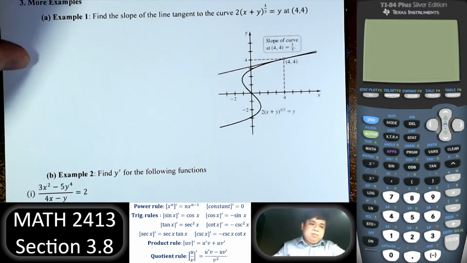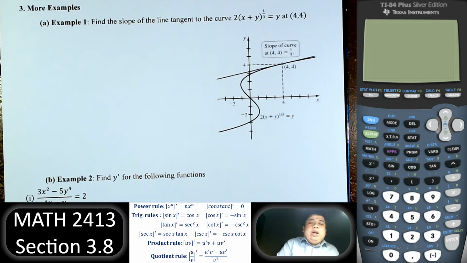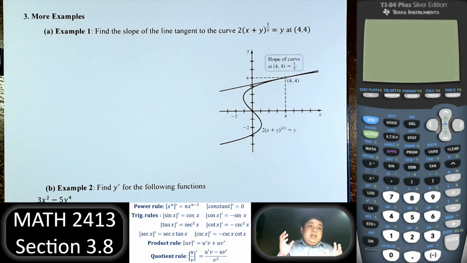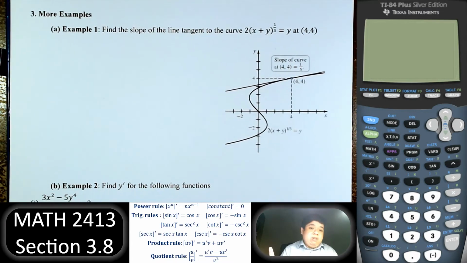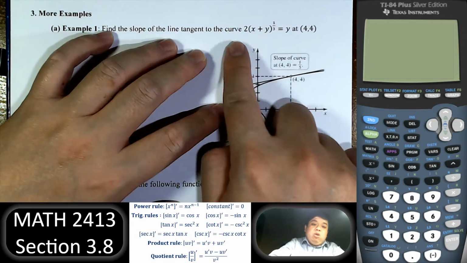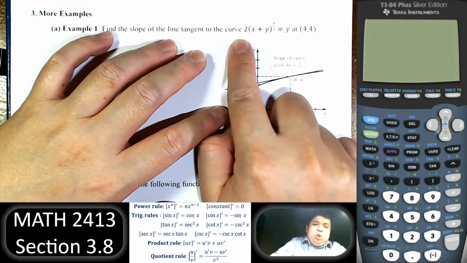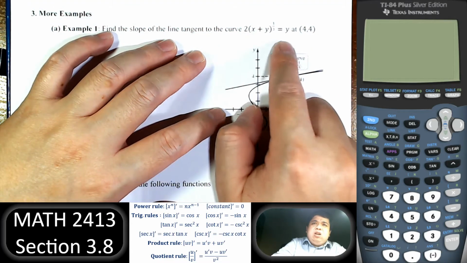More examples. Here we know that we can use implicit differentiation because in that case we don't have to solve for y. That's a big advantage. But that's not the only advantage we have. Even better, if we look at this problem, you'll see that (2x + y)^(1/3) is equal to y.